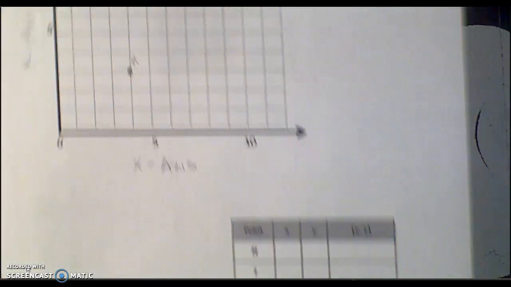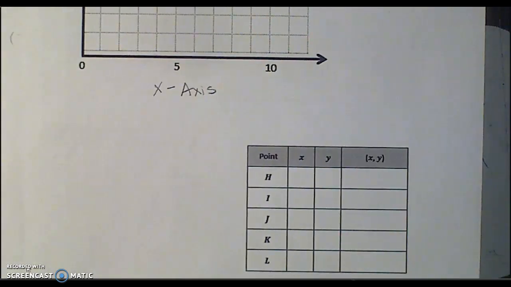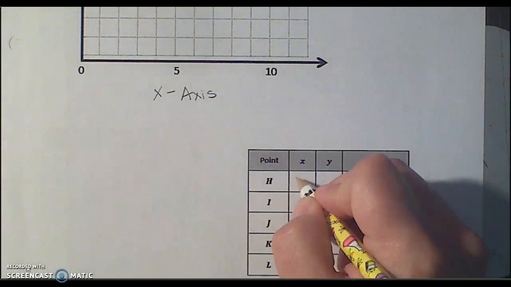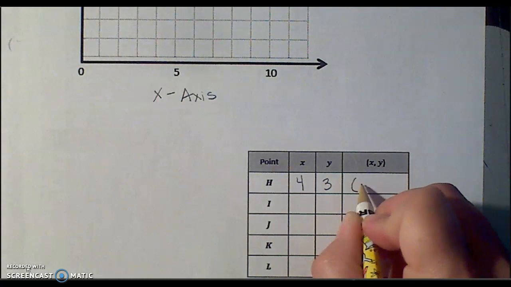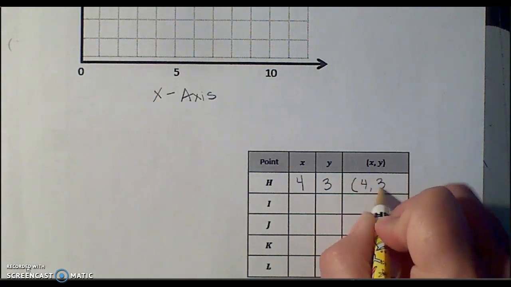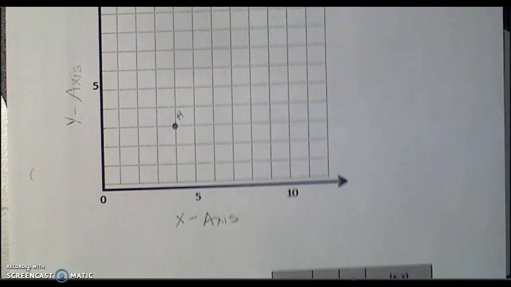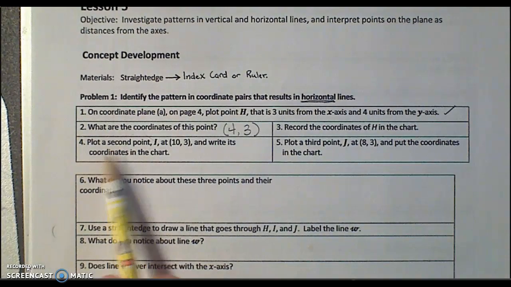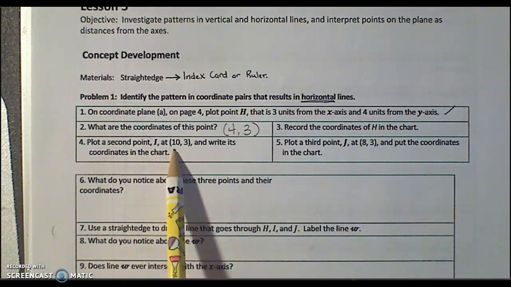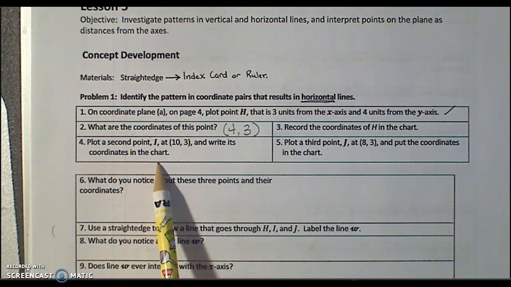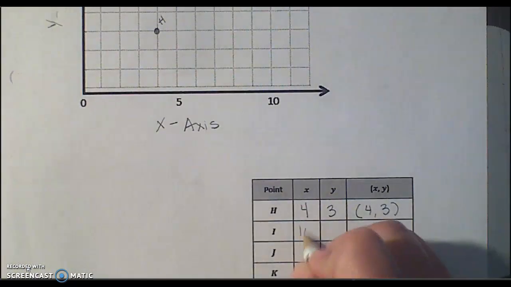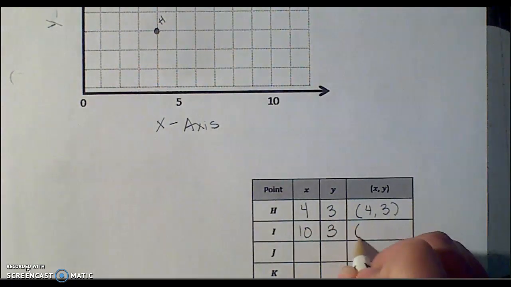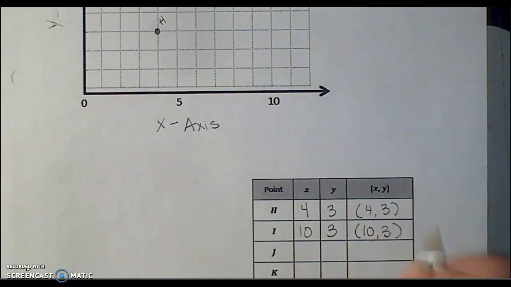So there's down here toward the bottom a chart for H, and our coordinate for X is 4, our coordinate for Y is 3, our coordinate pair is 4, 3, just like that. Back up to our plane. It says plot a second point I at 10, 3, and write its coordinates in the chart. So I is going to be 10, 3.